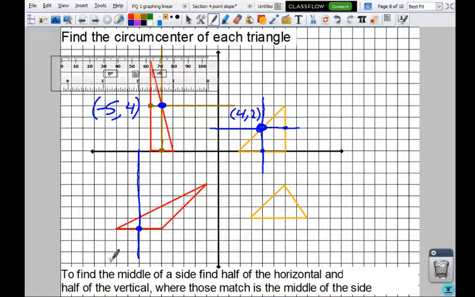Okay, now this is where it gets tricky. To start with, we need to find the middle of a side. We can find the middle of a side by finding halfway left and right, halfway up and down. If I'm going to look at this blue side, and I want to find the middle of it, I can count to go from left to right. I need to go 1, 2, 3, 4. Which means if I go halfway, which is 2, and then I just go up to wherever my side is, I know this is in the middle. A lot of times you can kind of look at it and see it, but not always.